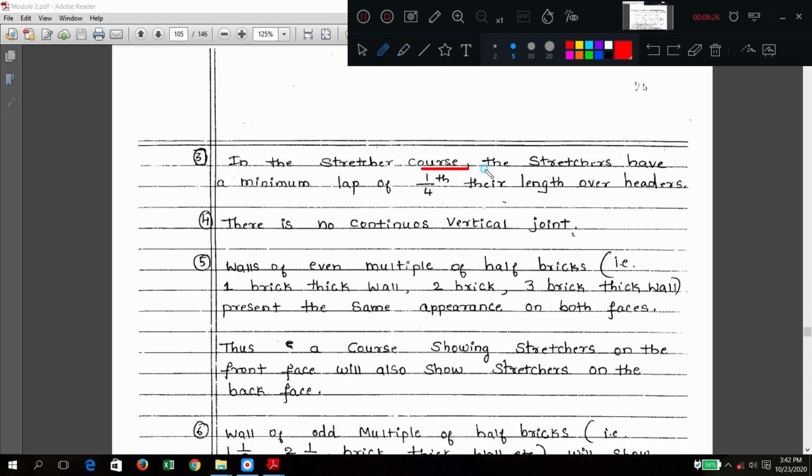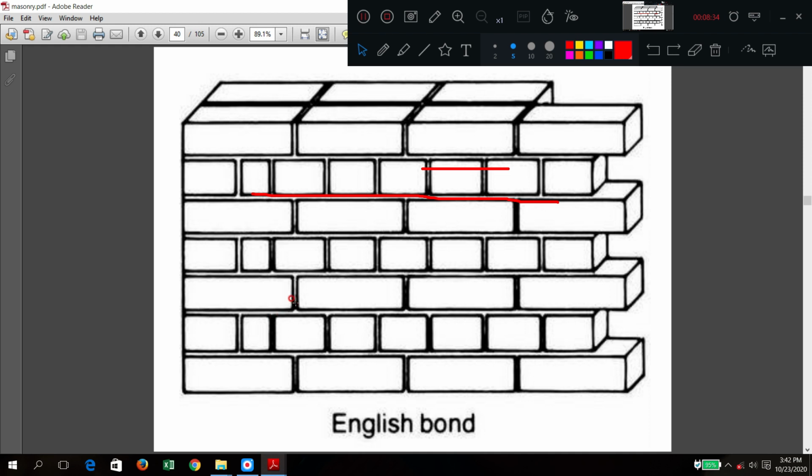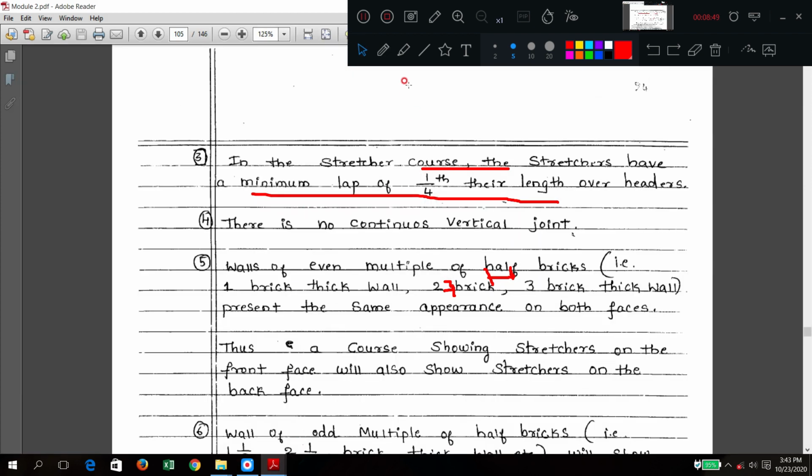Here in the stretcher course, the stretchers have a minimum lap of 1/4 of their length. So obviously they will have a 1/4 lap distance. Here I can see, no, one second here. This is the lap, 1/4 of the length. So this is 3/4. This is 1/4. So you remember lap is provided. No vertical joints are there. Like this, common points will be there. Okay. Here, there is no continuous vertical joint.